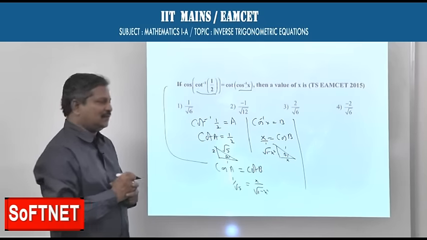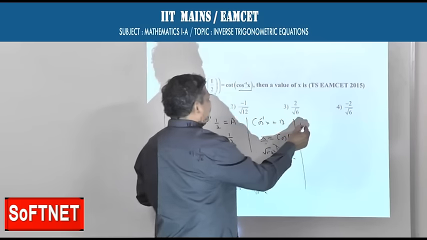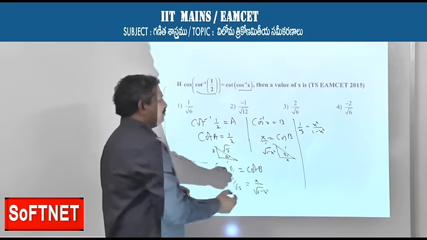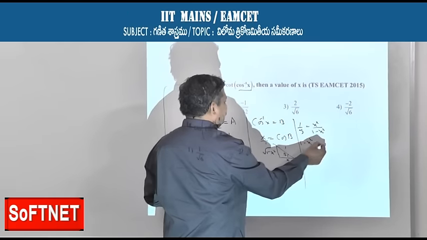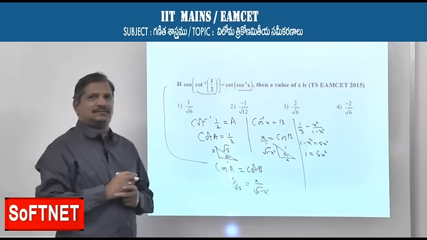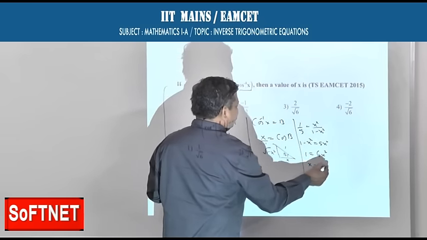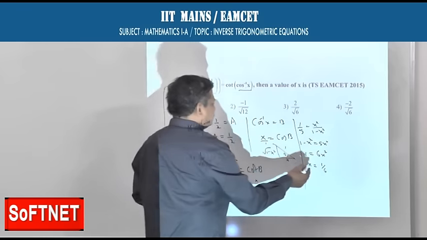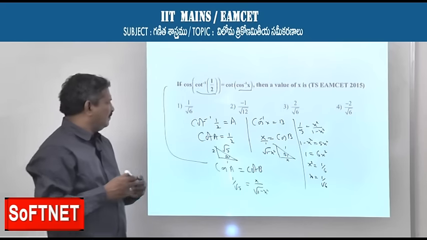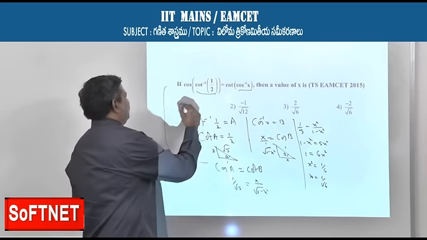the roots will go: 1 by 5 equals x square over 1 minus x square. Cross multiply: 1 minus x square equal to 5x square. 1 equal to 5x square plus x square, 6x square. So x square is 1 by 6, x is 1 by root 6. Now if we go through the options, the first option is correct, that is 1 by root 6.